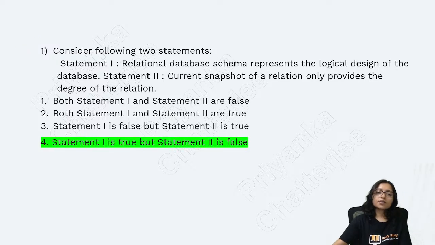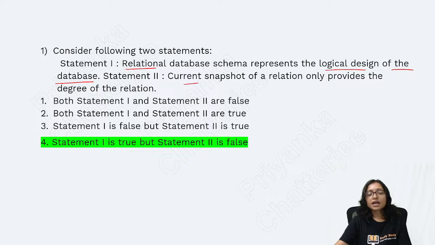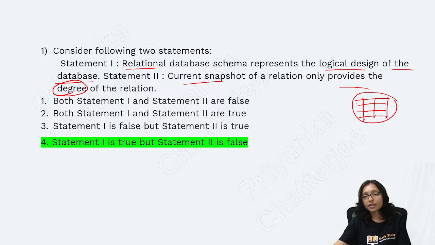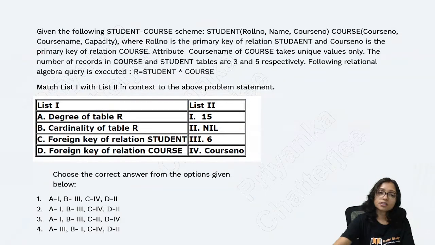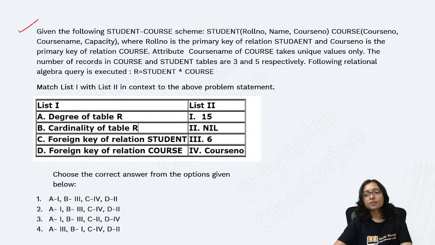Now tell me what will be the answer for this one. Yes, here the answer will be D, because the relational database schema represents the logical design of the database. That is correct, but the current snapshot is taking only the degree, not the cardinality, which is the number of data. It is given only the degree, that is the number of attributes. That's why this is wrong. Now tell me what will be the answer for this one.